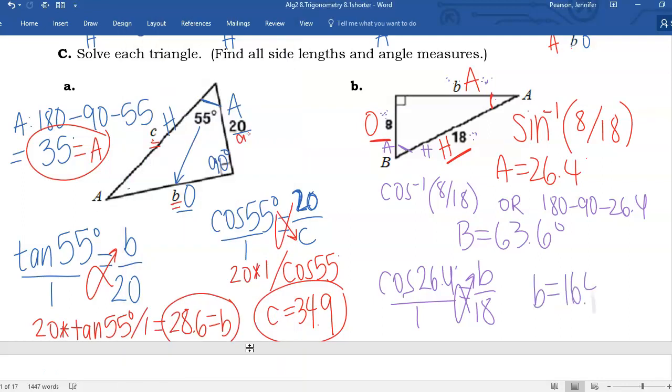And that makes sense if we look at our problem. It should be the medium-sized side, right? Smaller than the hypotenuse, bigger than the short side. He looks good. We have capital A, capital B, and lowercase b.